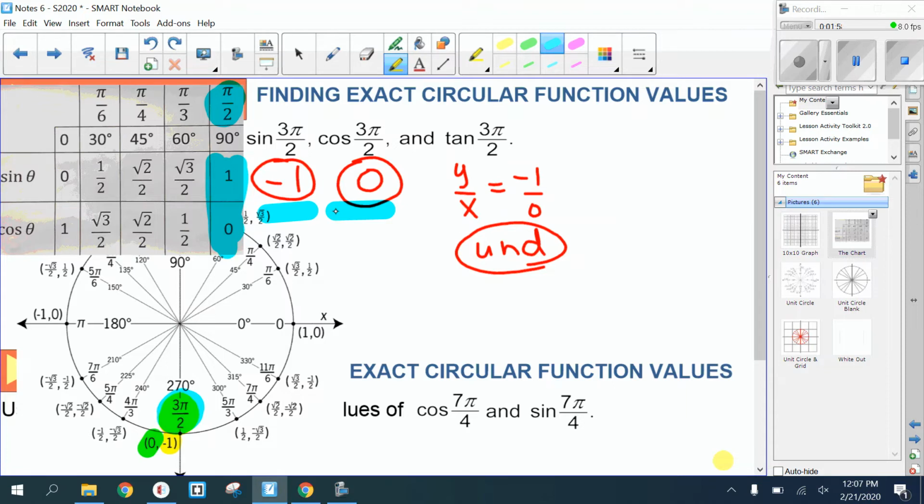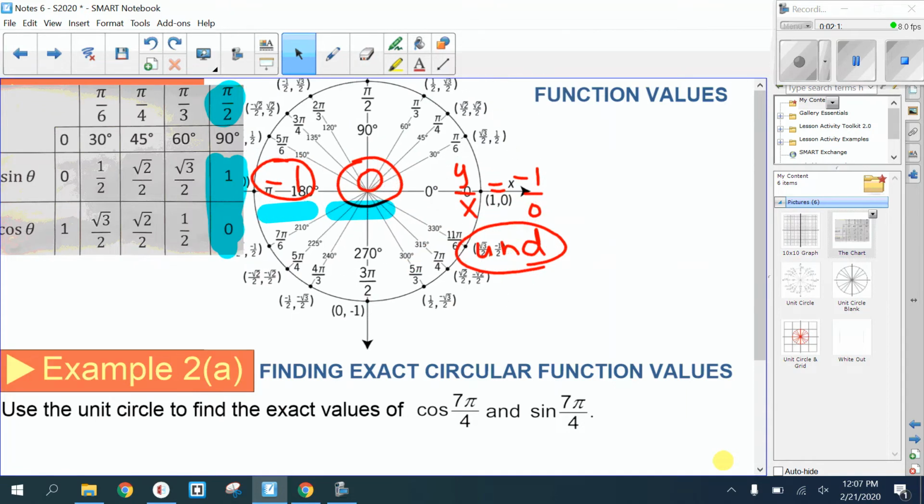So we can use the chart. We can use a circle. Both of them work. Both of them cover the same exact types of problems. Okay? So let's look at the next problem.